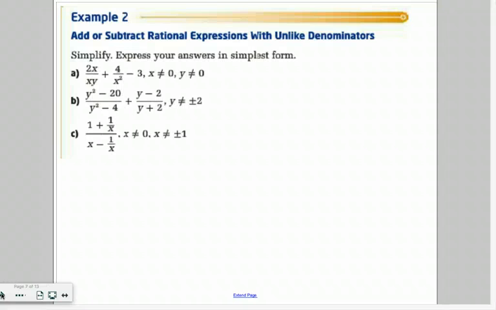All right. So again, let's look at a couple other ones. These ones are a little bit more complex. Here, with A, what we have is 2x over xy plus 4 over x squared minus 3, and we can write that as 3 over 1. Non-permissible values have already been stated as x cannot equal 0 and y cannot equal 0. When you're asked to simplify, you are being asked to combine this into a single fraction and reduce as much as possible. So again, what we need here is a common denominator.